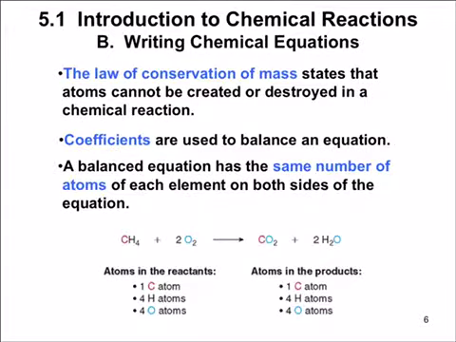And this is just restating what I just said. The law of conservation of mass, or matter, states that atoms cannot be created or destroyed in a chemical reaction. We use coefficients to balance the equation. And a balanced equation is going to have the same number of atoms of each element on both sides of the equation. So here we have a color-coordinated accounting of our atoms.